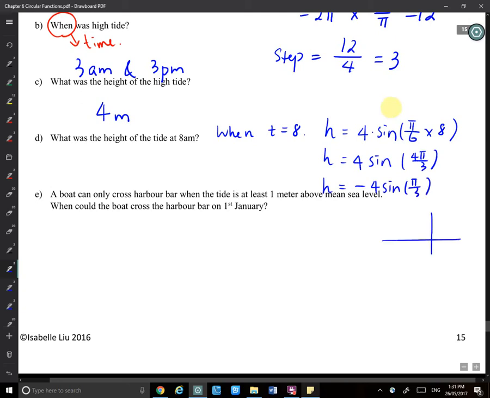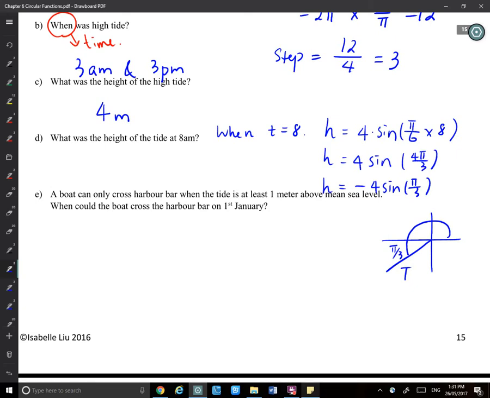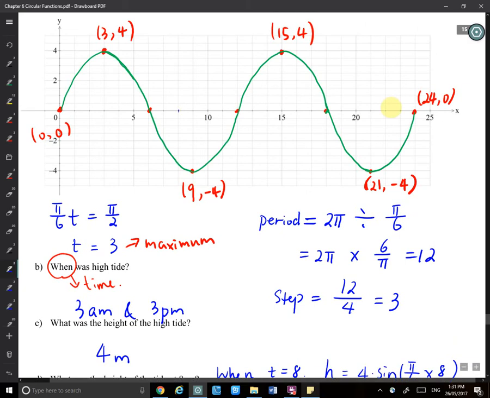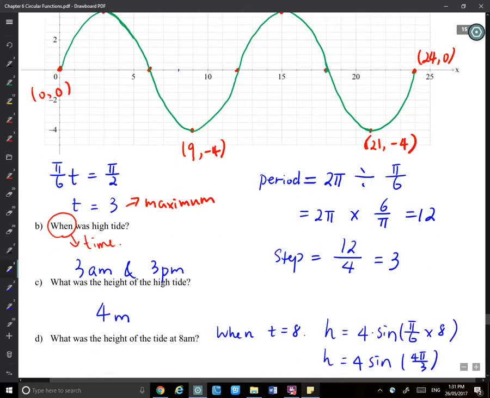Well, 4 pi over 3 is here, and then the reference angle is pi over 3. That's in the tangent-cotangent quadrant, so you have negative. Okay, negative sine pi over 3. Let's have a look at 8. 8 is about here, so it's negative. You have a negative value.